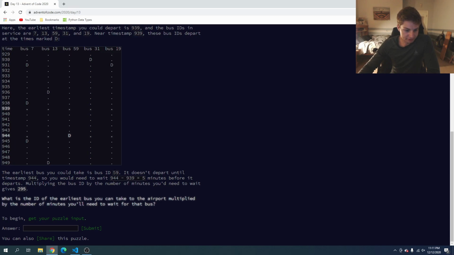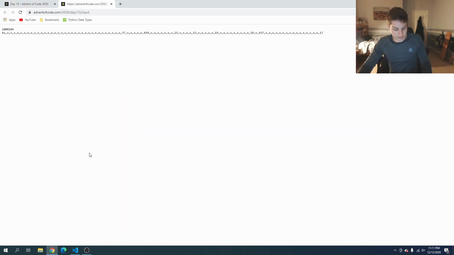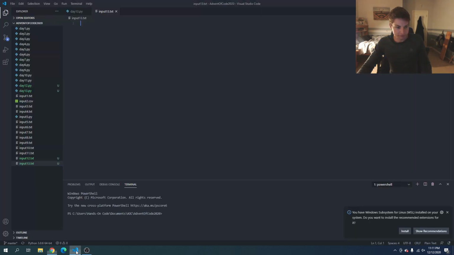The earliest bus is 59. It doesn't depart until 9:44, so we would need to wait some time. What is the ID of the earliest bus multiplied by the number of minutes we'll need to wait for that bus? Okay, I don't think this should be too bad. Let's go ahead and paste that in our input, just 2 lines today. So let's get into it.